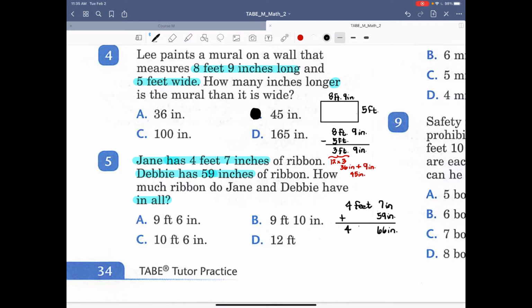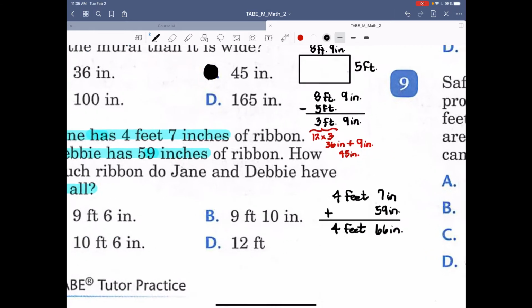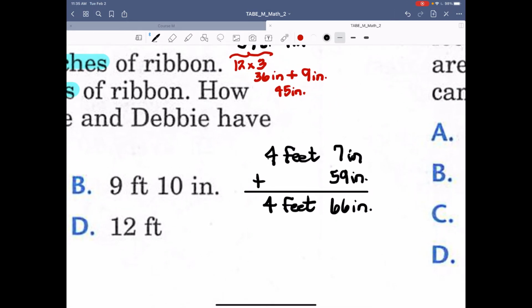And here is 4 feet. And you may be thinking, whoa, this makes no sense at all. That's not even close to my answer choices. But we have some conversion to do. This 66 inches, we're going to convert that to feet. So I'm going to draw the conversion out on this one. This one's a little bit harder to see, I think, than some of the others.